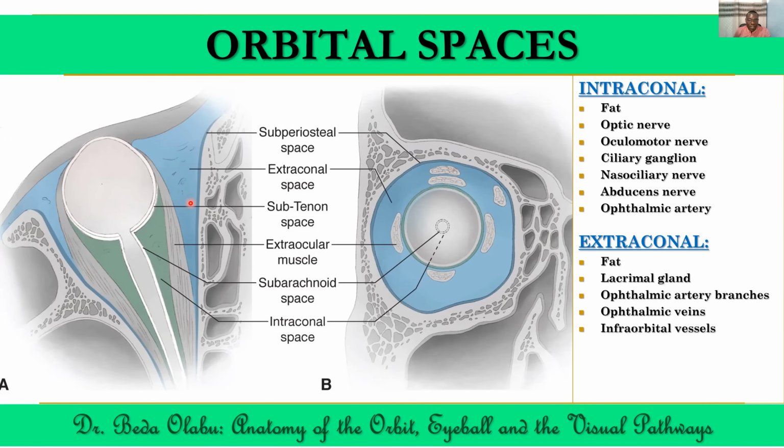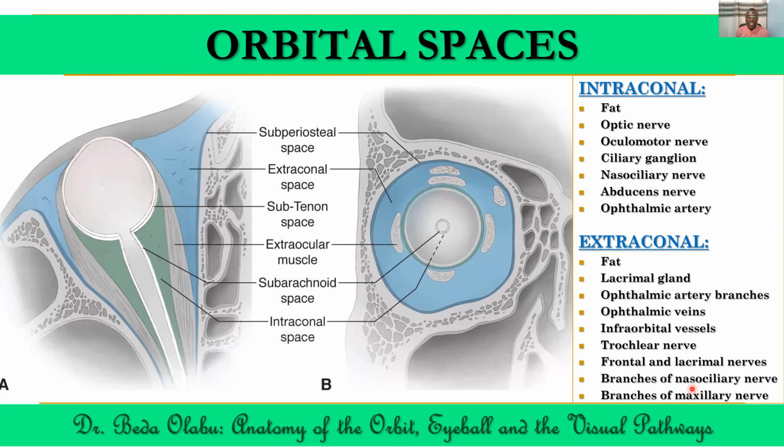The infraorbital vessels, remember they're running within the inferior orbital fissure. They are within the extraconal space. We have the trochlear nerve, fourth cranial nerve in the space. The frontal and lacrimal branches of the ophthalmic division of trigeminal in this space. Branches of the nasociliary nerve are also in this space. Remember, the nasociliary nerve itself is in the intraconal space, but its branches are in the extraconal space.